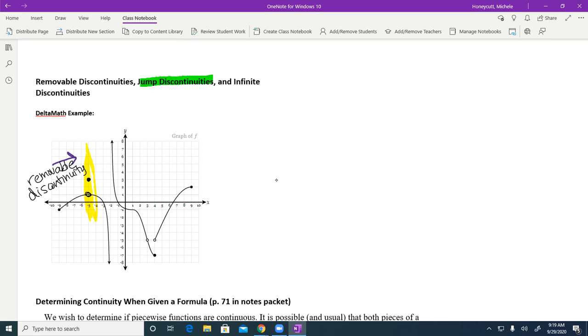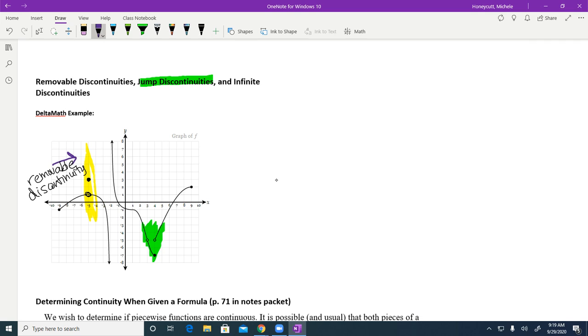Then there's something called a jump discontinuity. Jump discontinuities are when the graph pretty much jumps from one value to another. So if you see like right here, the graph is going down, then all of a sudden it jumps up here. So this part is an example of a jump discontinuity.